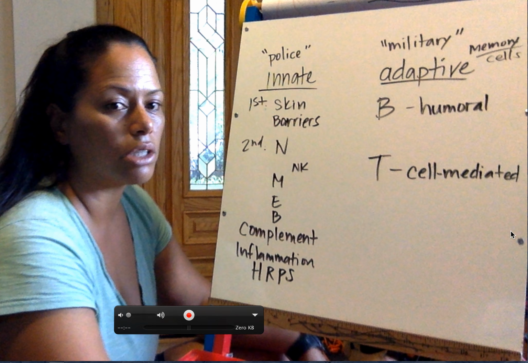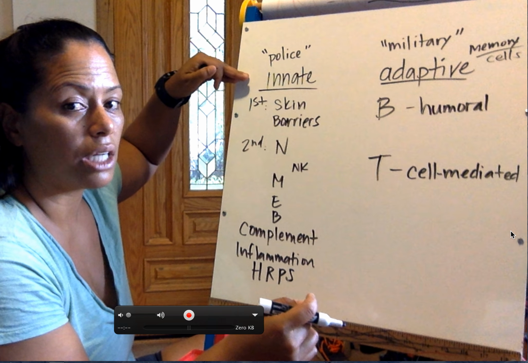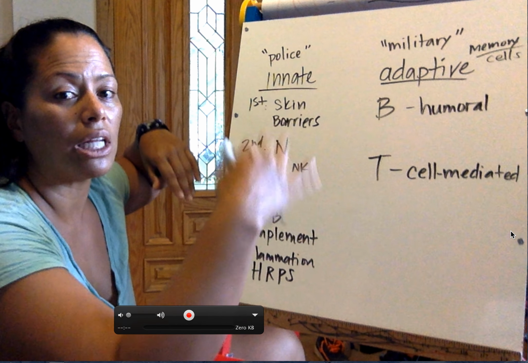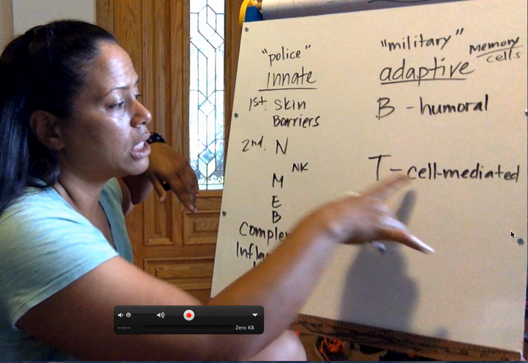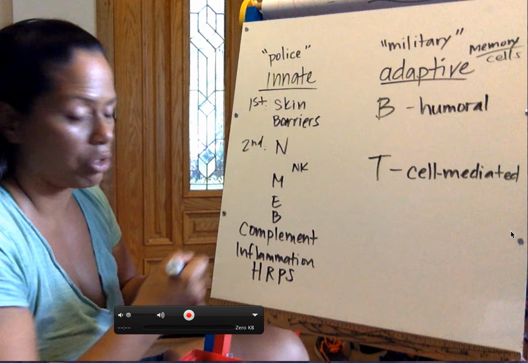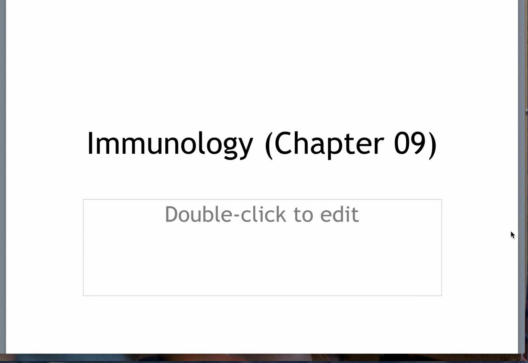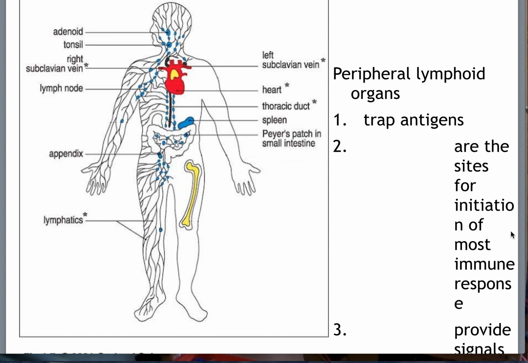So one more time, let's classify. We have police, and that's the innate immunity. We have military, that's adaptive. And then under adaptive, we have B cells, that's also known as humoral immunity. T cells are also known as cell-mediated immunity. Woohoo! Doing good, guys.